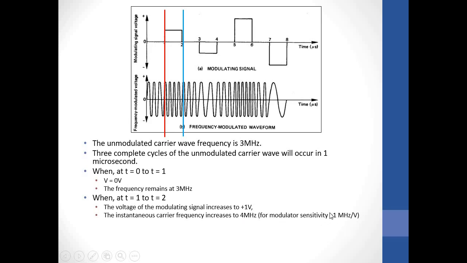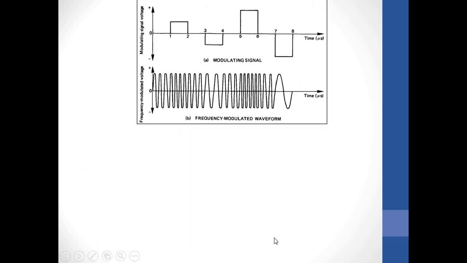The assumption is that we've got a sensitivity of 1 megahertz per volt, which means that we increase our frequency by 1 megahertz for every 1 volt increase. So that's the assumption. There are now 4 complete cycles of the carrier voltage.